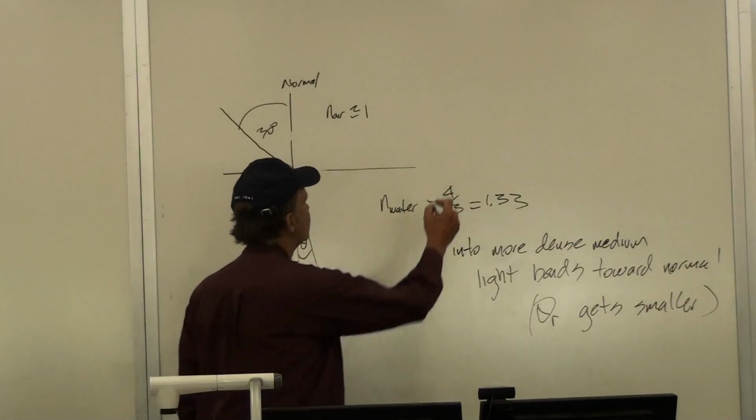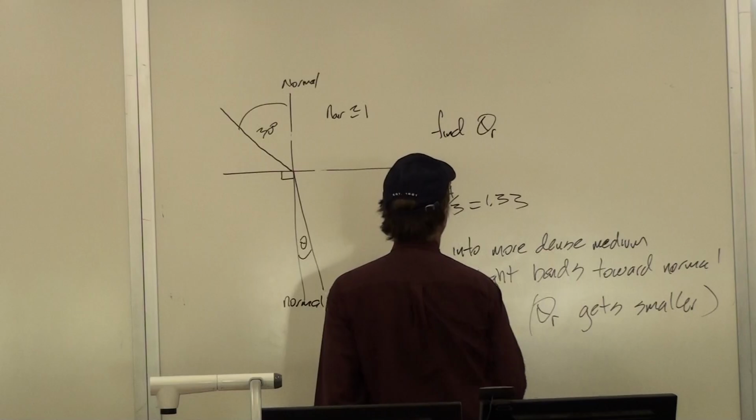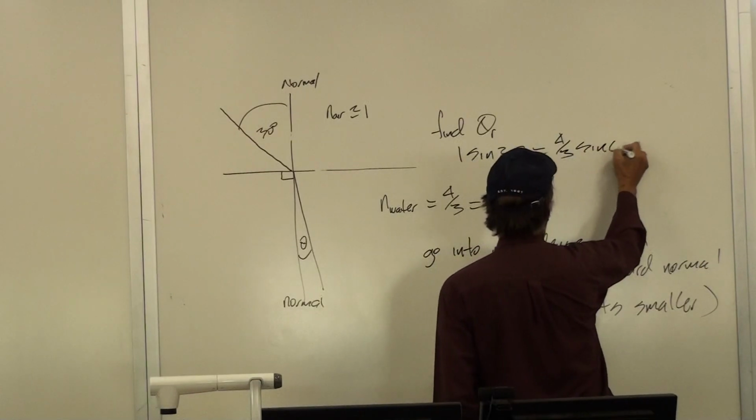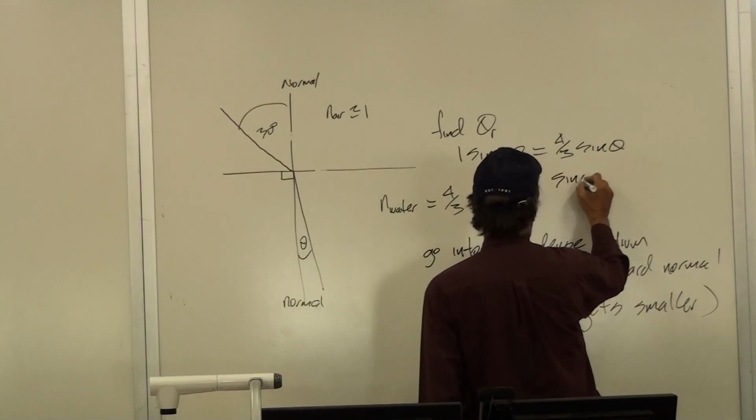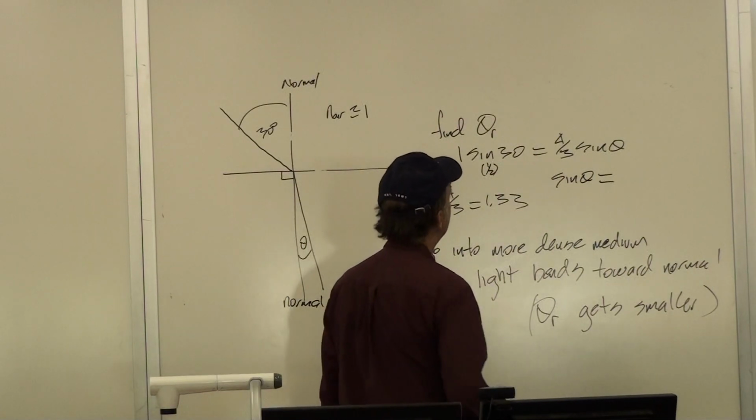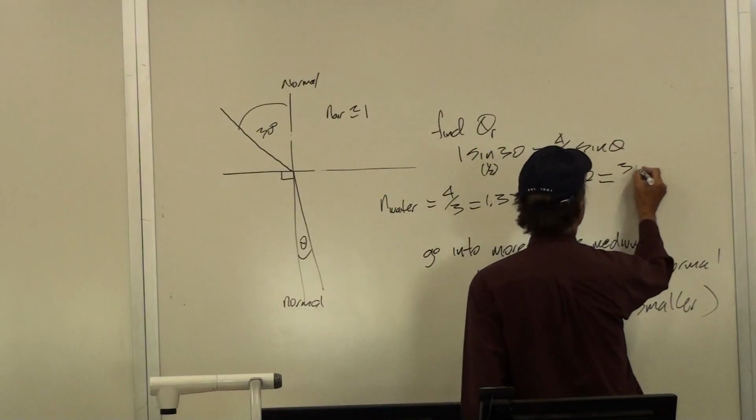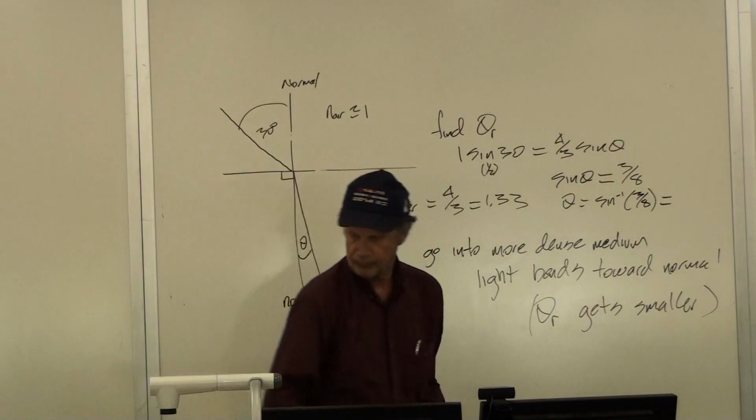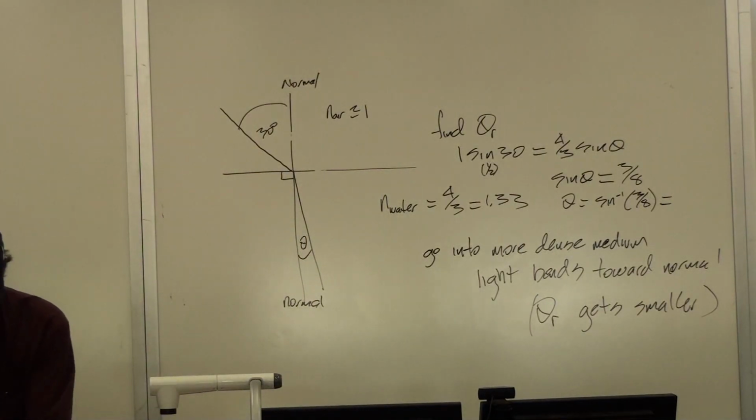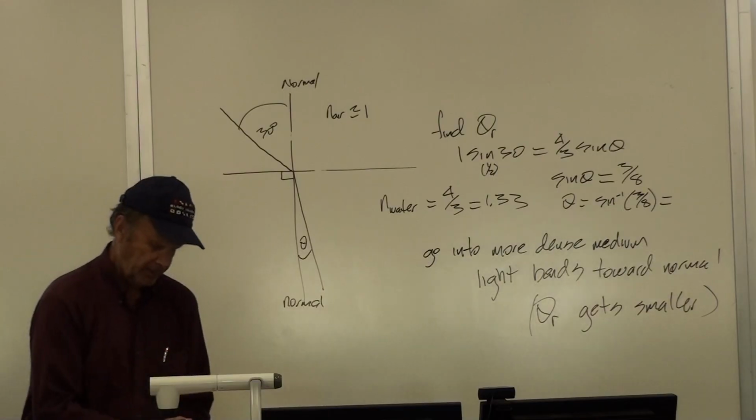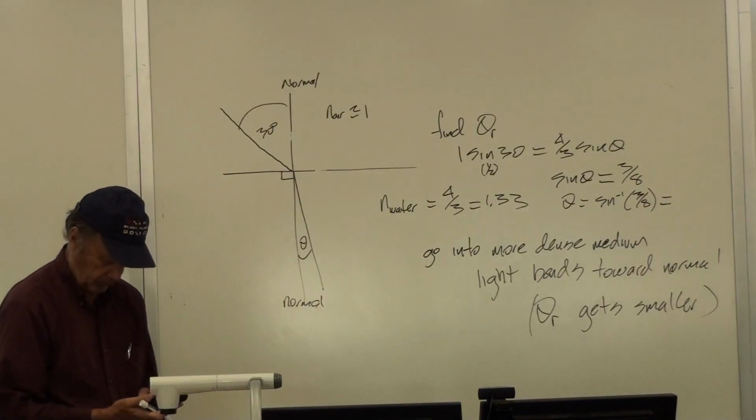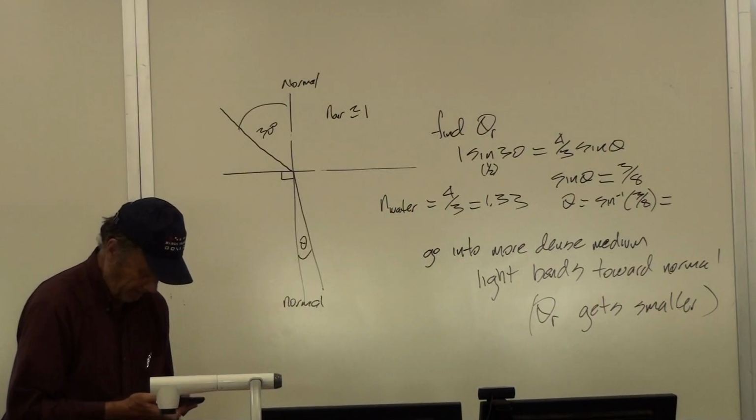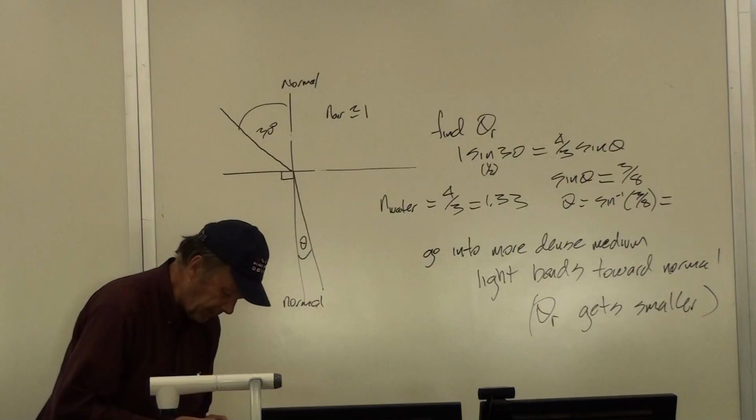And so if we're given this information, let's find theta r. Okay, so we can get that then by just saying 1 times the sine of 30 equals 4/3 times the sine of theta. And that gives us then sine of theta equals sine of 30 is 1/2, so then that would be 3/8. Or theta is the inverse sine of 3/8. It's around 21 degrees or so.